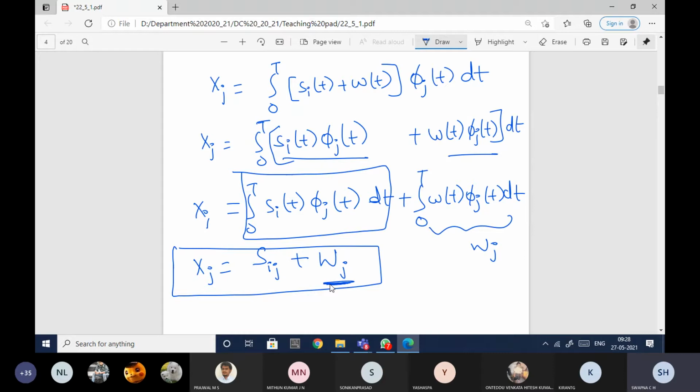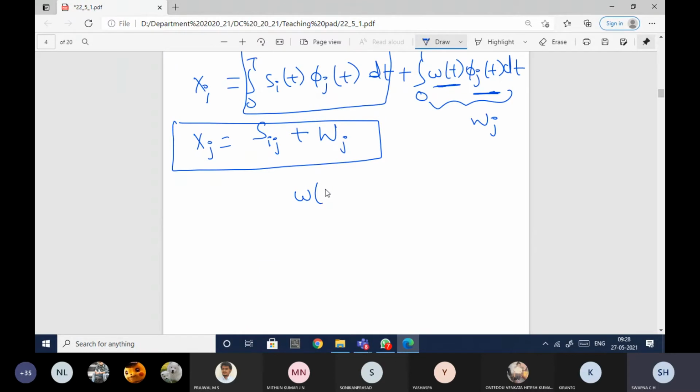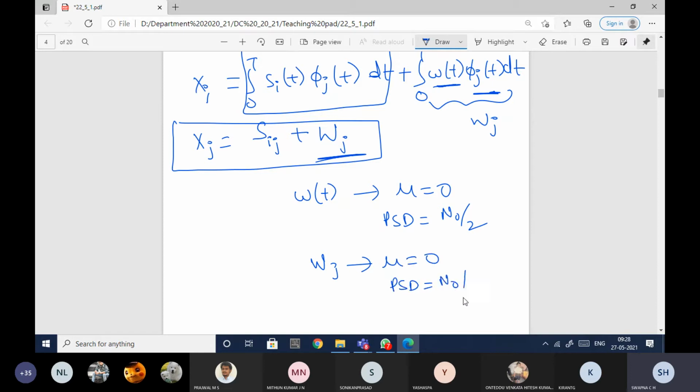If you observe, this wj is all related to the white Gaussian noise, right? Because w of t is nothing but the additive white Gaussian noise, it is getting multiplied with phi j of t, and then you are integrating. So whatever I've got here, wj, corresponds to white Gaussian noise. Since w of t has mean equal to 0 and power spectral density equal to N naught by 2, wj will also have mean equal to 0 and power spectral density equal to N naught by 2.